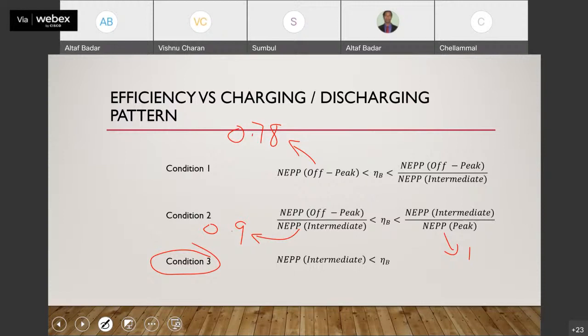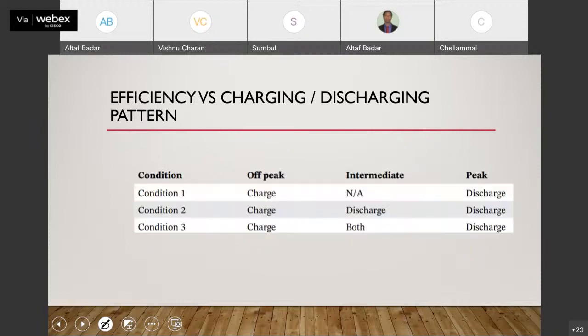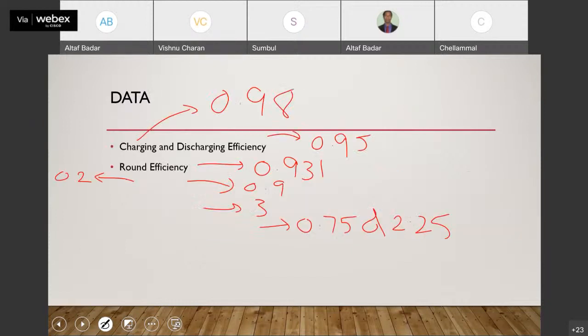Can you go to the table, sir? Okay, now that we know it is condition 3, this is how we go ahead. So for condition 3, I can charge as well as discharge. Now, what I want you to do is, yes.